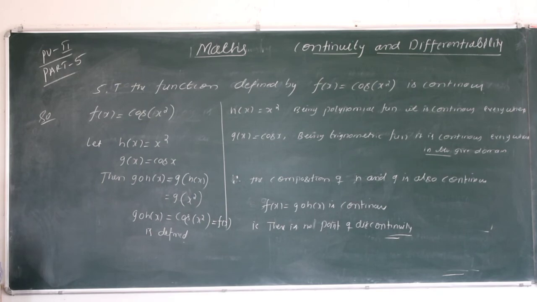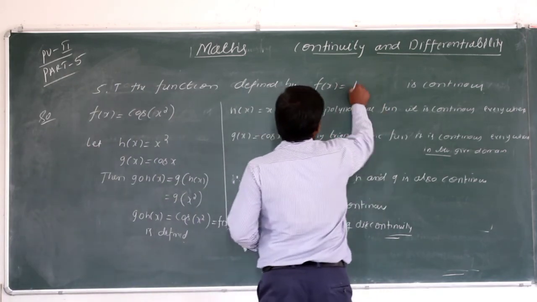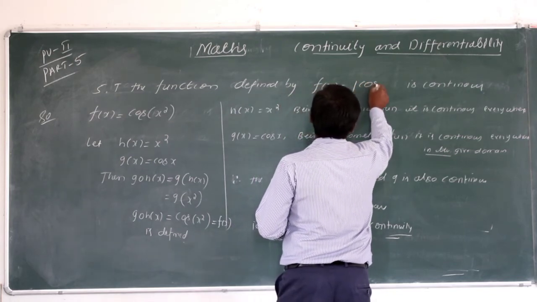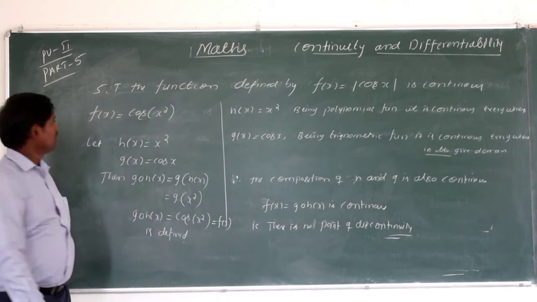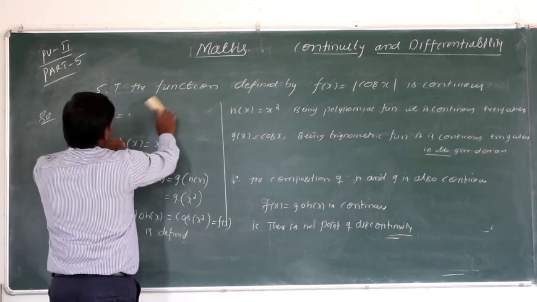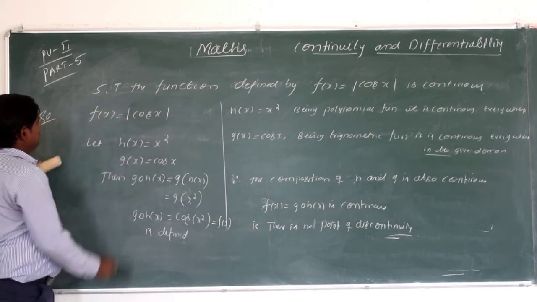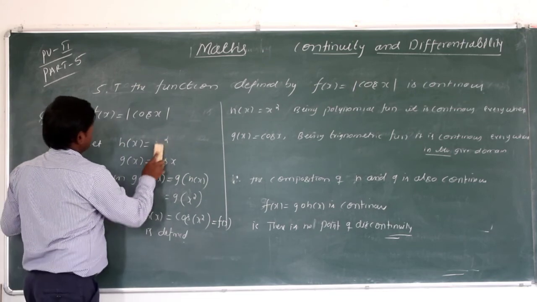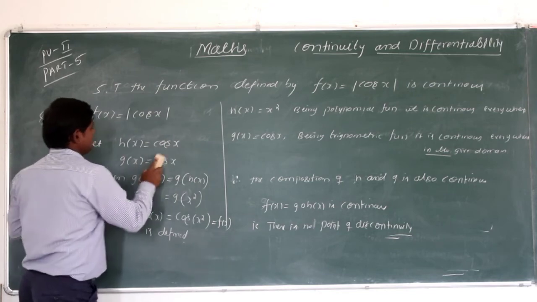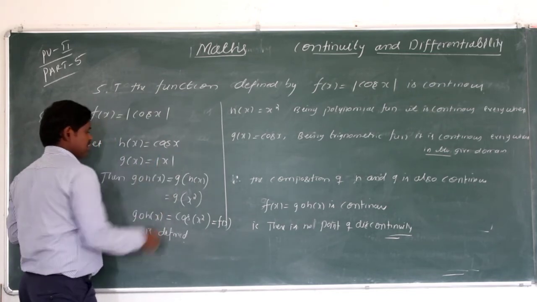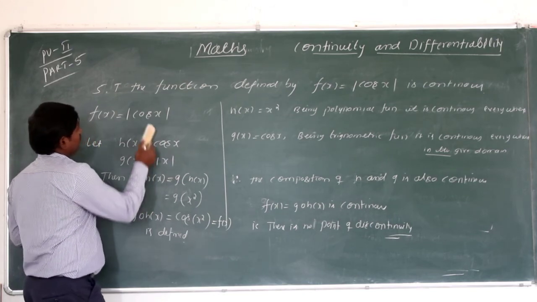So one more problem. Show that the function defined by f of x is equal to mod of cos x is continuous. So f of x is mod cos x. Let h of x is equal to cos x, here I am taking cos x, and g of x is taken as mod x. Then we verify whether g circle h of x is equal to f of x or not.